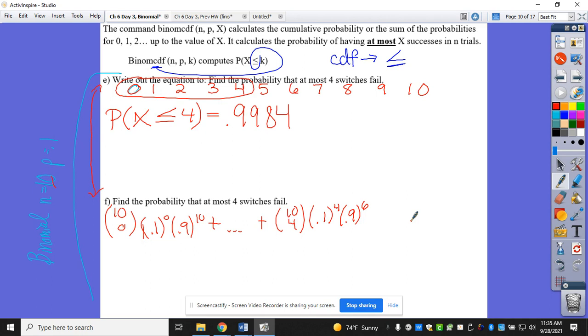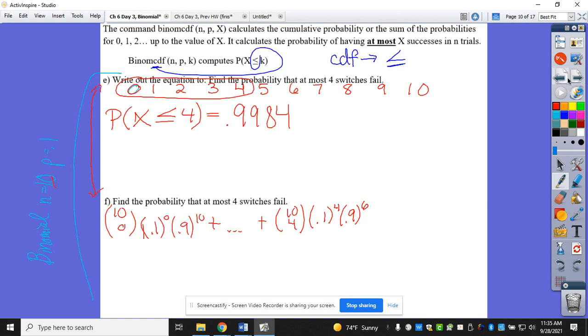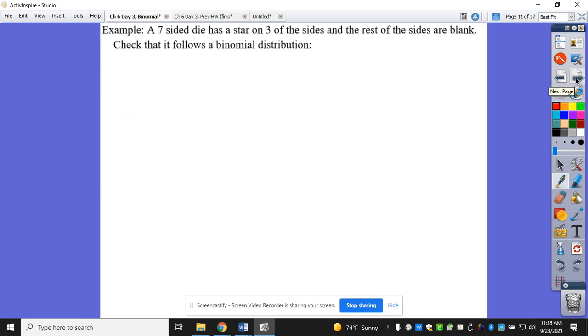So I got ahead of myself. All right, so this is the question that I just asked you. That's not what I just asked you. Oh, my different problem. I spaced yours out a whole lot different after I saw how much room it's going to take. Okay, so a 7-sided die has a star on 3 sides of it, and the rest of the sides are blank. Really quick, check that it is a binomial distribution. So check all 4 things real quick.